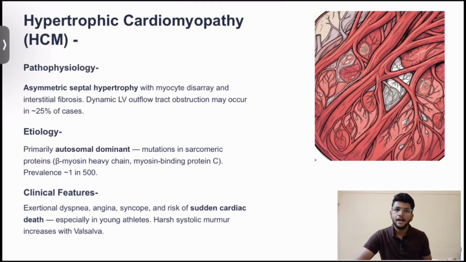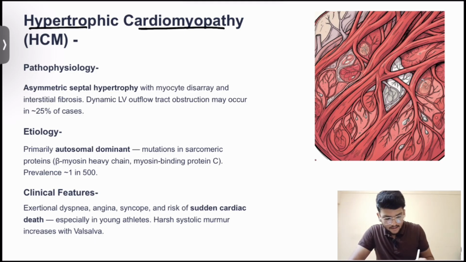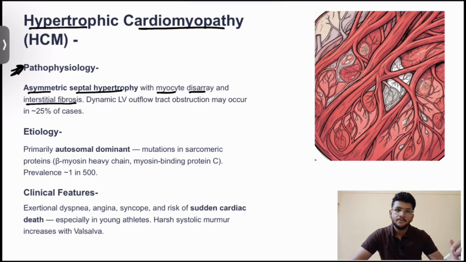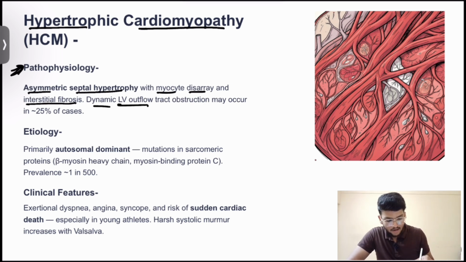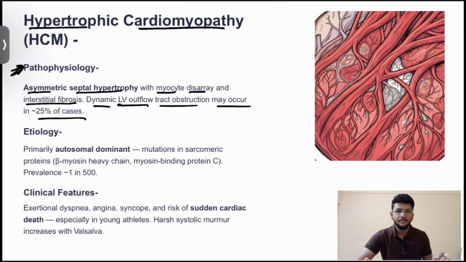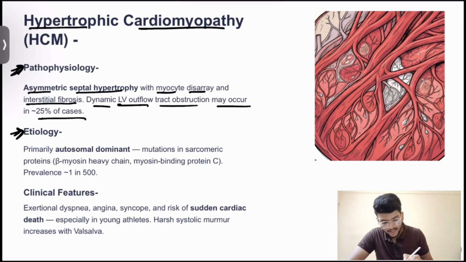Next, we have hypertrophic cardiomyopathy, where the pathophysiology is asymmetric septal hypertrophy with myocyte disarray and interstitial fibrosis, where the ventricular wall becomes stiff and hypertrophy of the walls occurs. Dynamic LV outflow obstruction may occur in 25% of the cases. The etiology behind hypertrophic cardiomyopathy is primarily that it is an autosomal dominant disease.